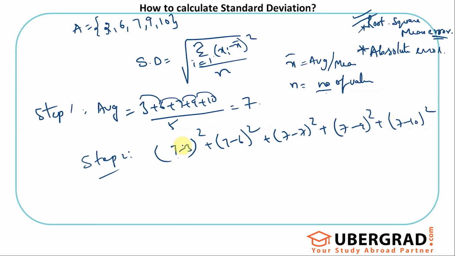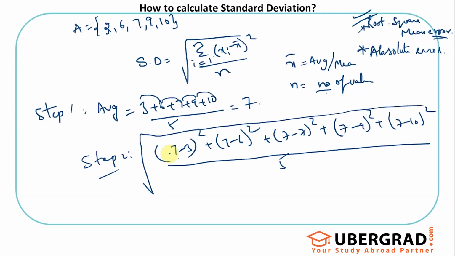So what did I do? I subtracted each element from the average: 7 minus 3, 7 minus 6, 7 minus 7, 7 minus 9, 7 minus 10. I squared all of them. I added them and divided by how many? 1, 2, 3, 4, 5 elements, so by 5, and then put a square root outside. That's how you find the standard deviation. As simple as it is.